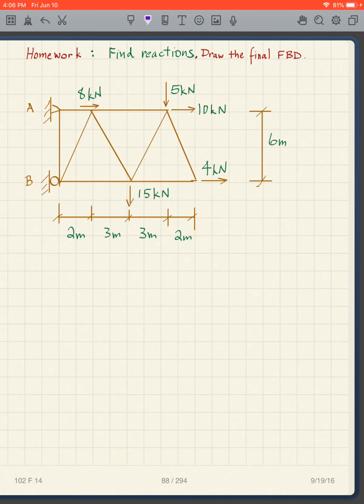Okay, so find these reactions. For this one, draw the final free body diagram. Find the reactions, draw the final. Notice, now my truss is coming off the wall here. So that means what? I don't have a BY, but I do have a BX. I do have an AX and an AY, because that's a hinge, but the B is just a BX because it's a roller in the vertical direction.